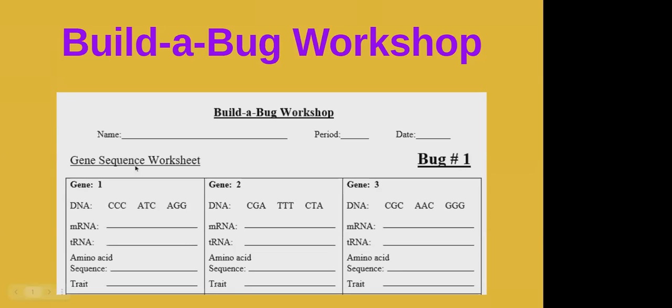So then for the gene sequence worksheet on here, you can see there's 11 genes that you're going to be decoding. And so here's gene number 1, and then gene number 2, and so on. Here is this DNA strand. So you can see there are 3 DNA codons that are going to code for each trait.